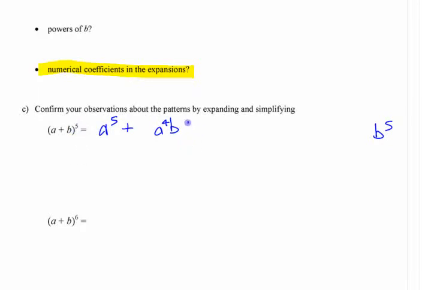And then what's the next one going to be? A to the third, b to the second. And you're also going to have, leave a space for the coefficient in there, a to the second, b to the third. Which one am I missing now? A to the first, b to the fourth, right? And then plus b to the fifth.